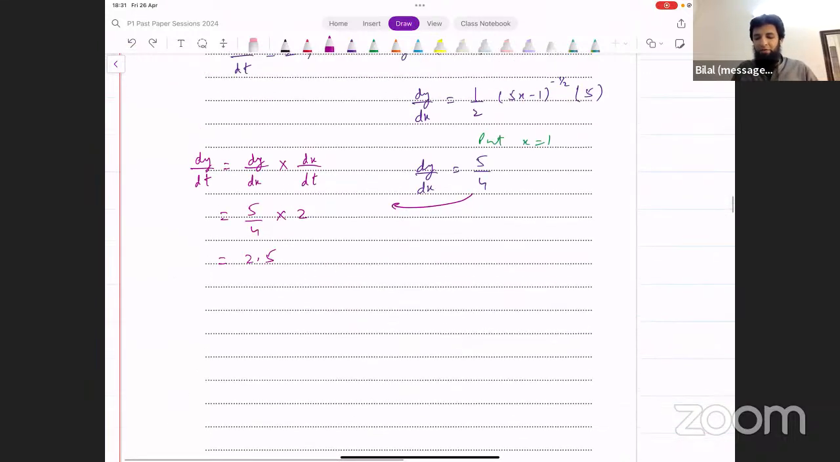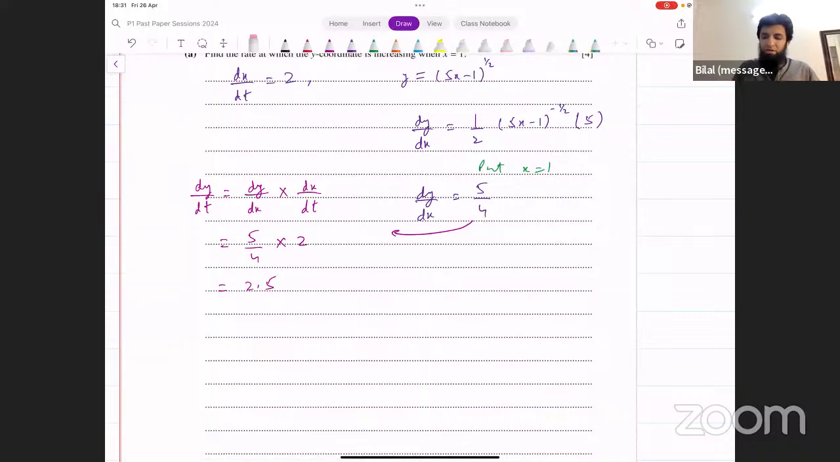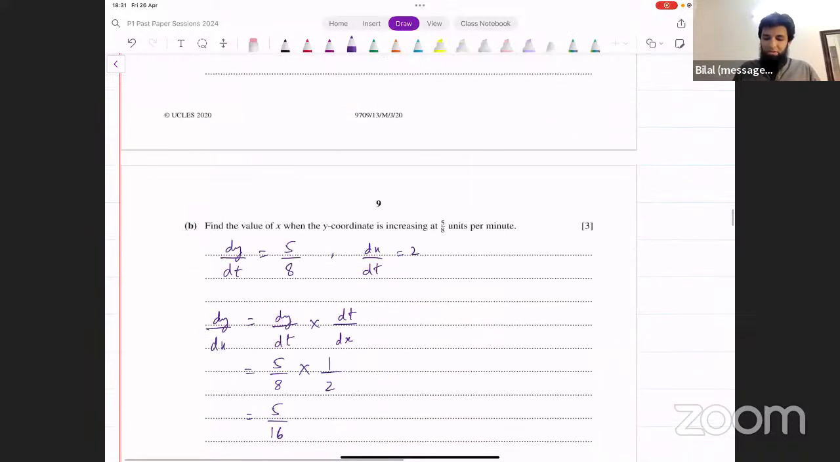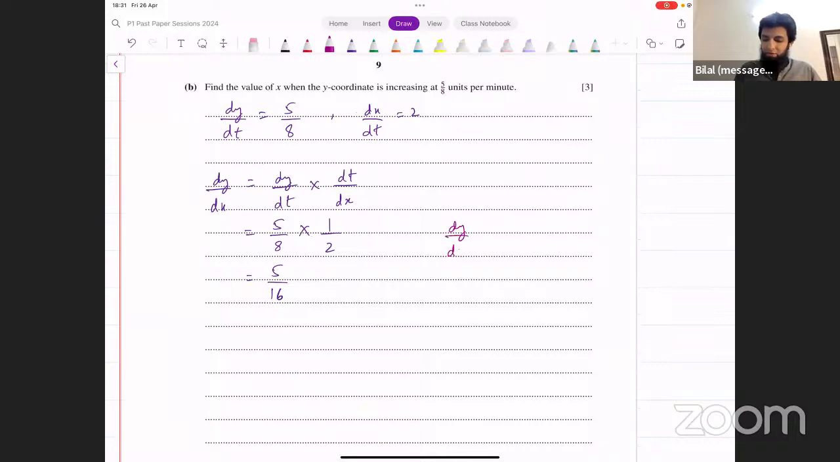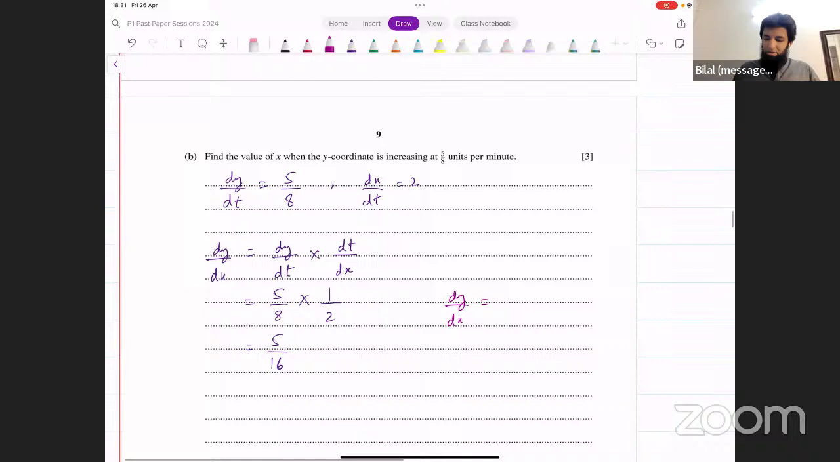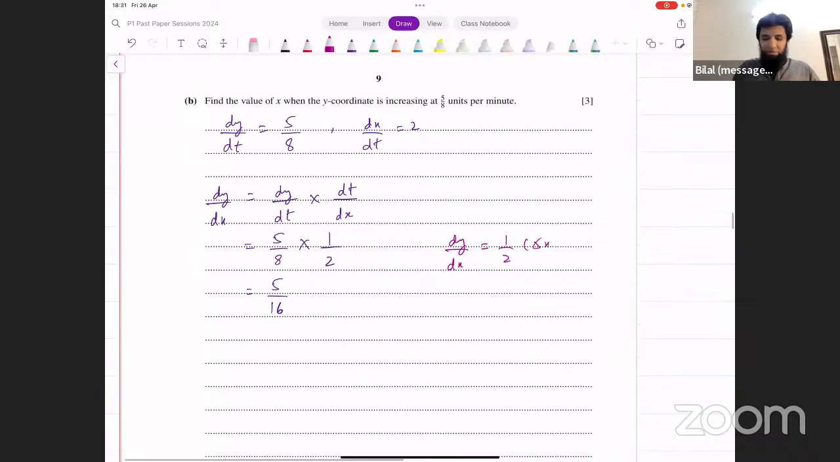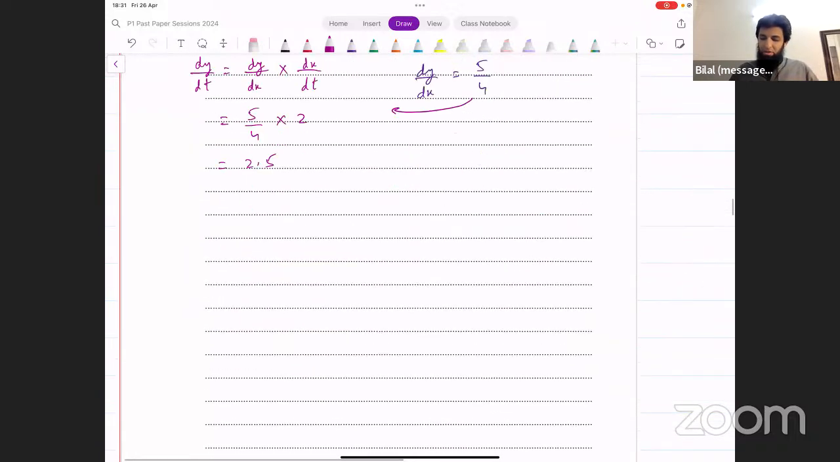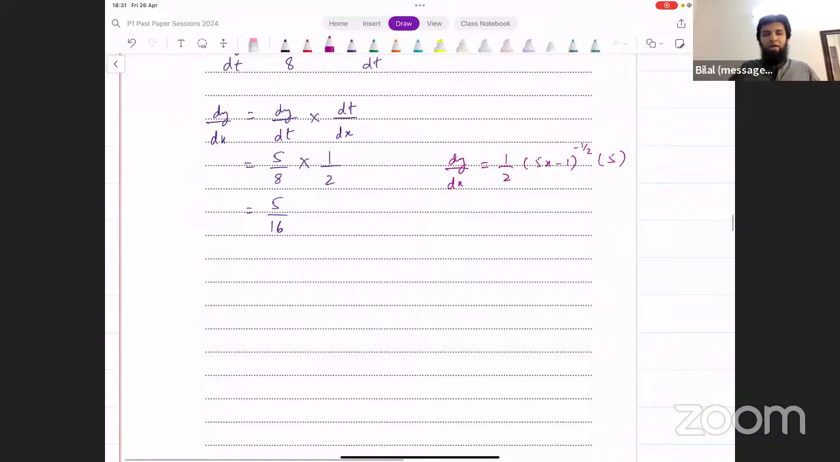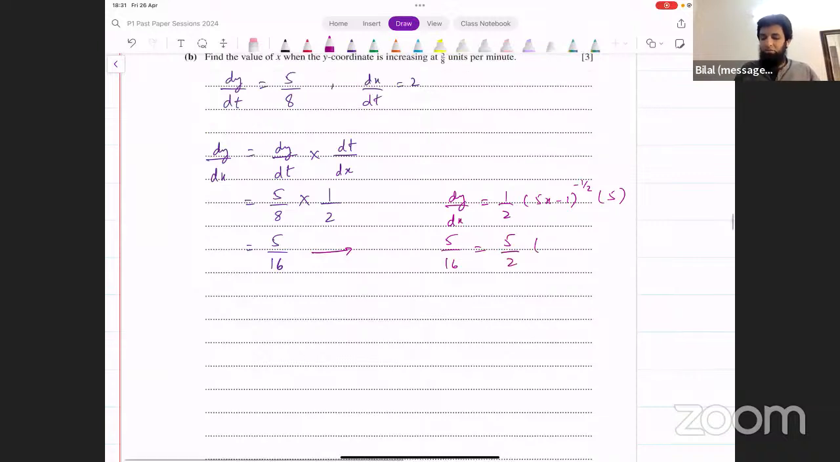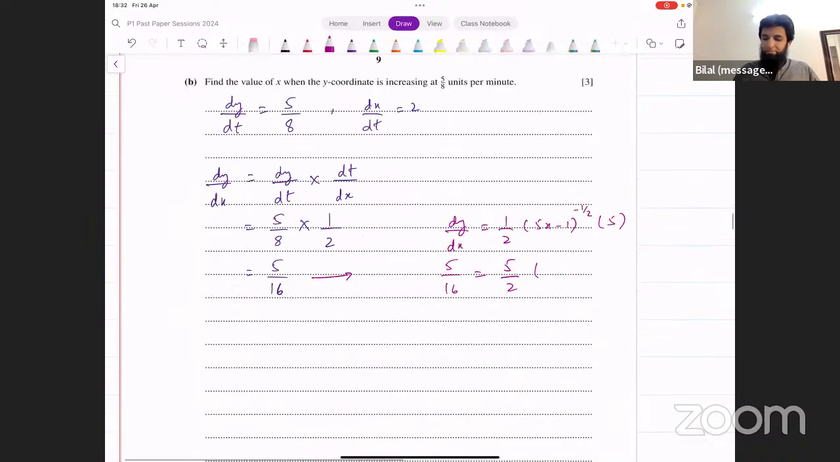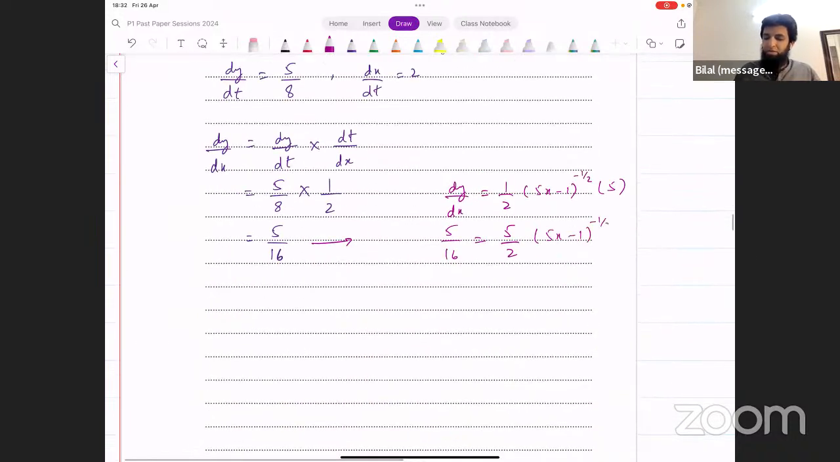How can you find that? We have dy over dx already. The function for that was here. We found the derivative in the first part. We can say dy over dx, that was equal to 1/2 into (5x minus 1) to the power minus 1/2 into 5. We want to find the value of x when dy over dx equals 5/16. We can input 5/16 here, and that gives us 5/16 equals 5/2 into (5x minus 1) to the power minus 1/2. Let's simplify this.